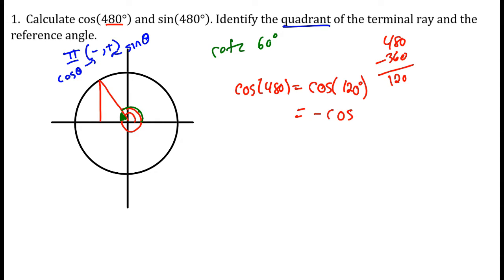I want negative cosine of 60. Well, what's the negative cosine of 60? If you look at your special right triangle, you would see that that would be negative 1/2. And now let's deal with the sine.